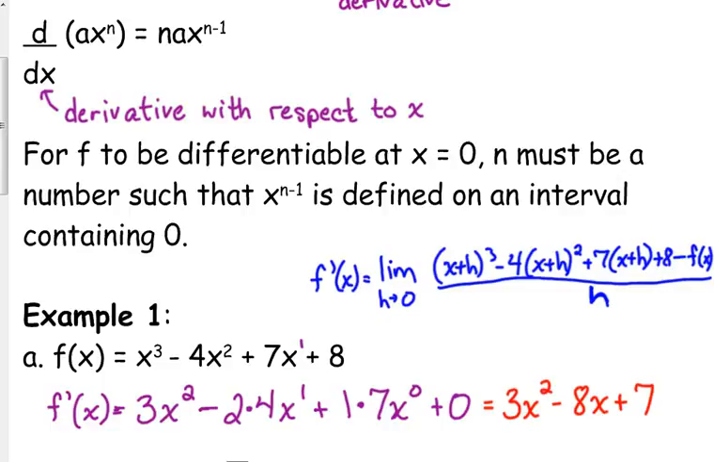Yes. Okay. No, don't worry about factoring. We will get to some problems where we need to factor, but right now, just take the derivative.